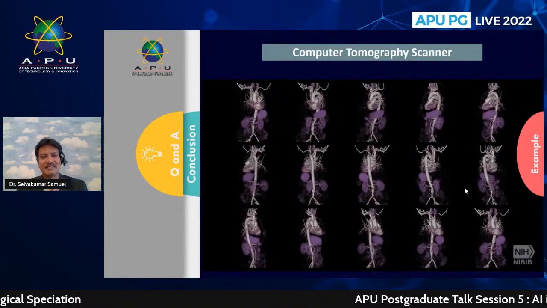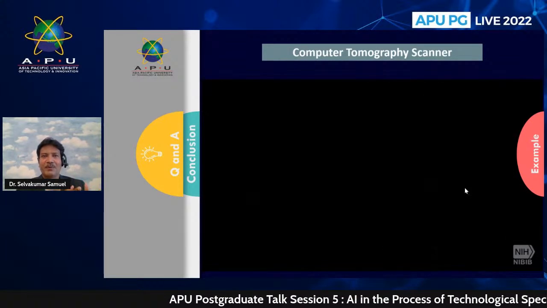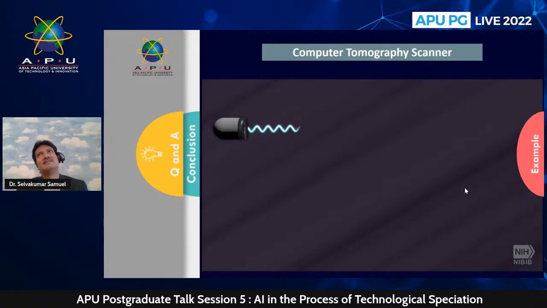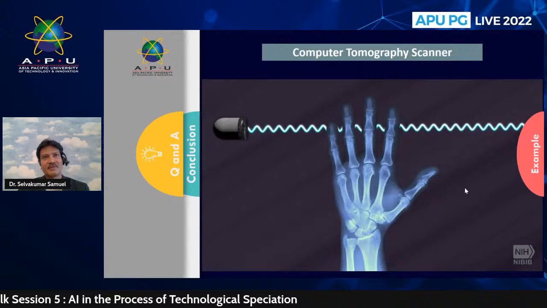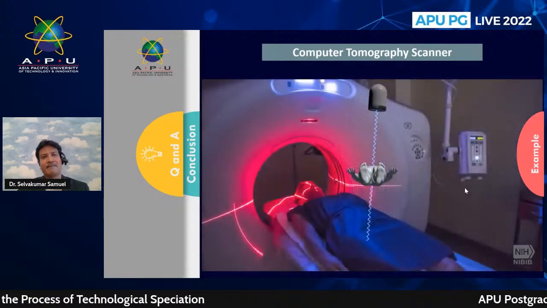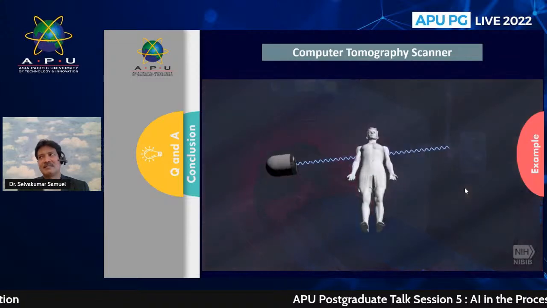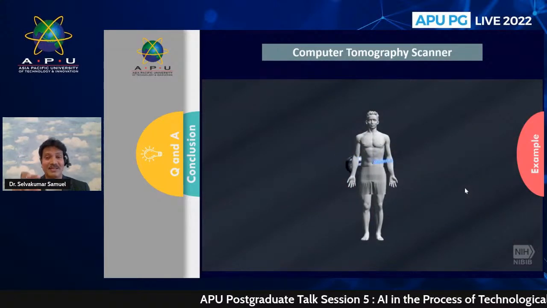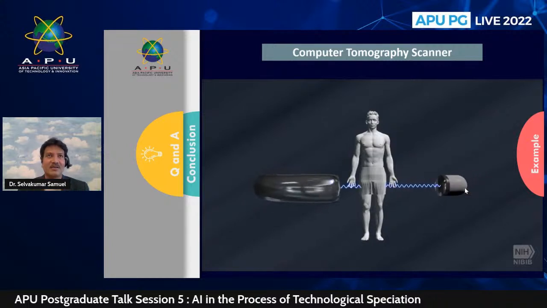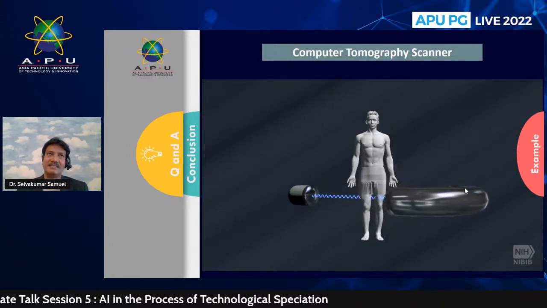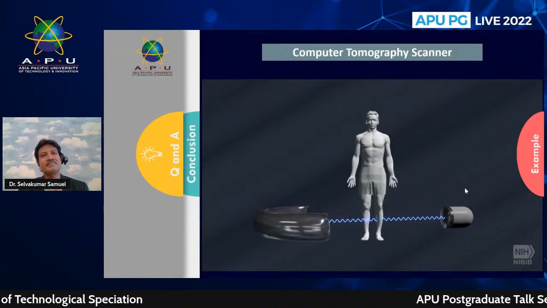CT scanners, actually the application of computing into the medical healthcare side, healthcare domain. Because of this application, actually AI role is there. AI taking care of the software side, efficiency, accuracy, fast, and other aspects.